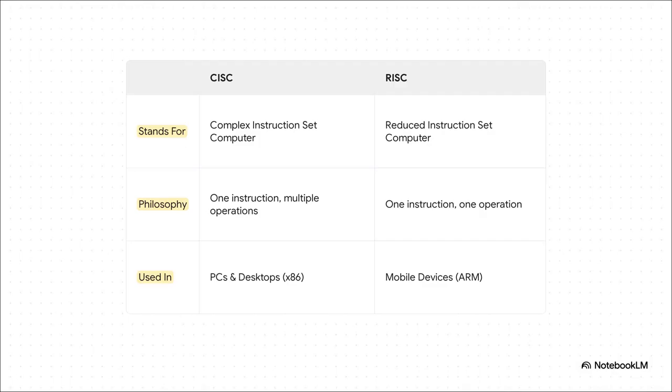And that brings us to this huge fork in the road when it comes to CPU design, CISC versus RISC. So CISC, which you'll find in basically every desktop and laptop, is all about complex instructions. One command can trigger a whole series of actions. RISC, on the other hand, is what's in your phone. It breaks everything down into super simple, lightning-fast instructions. Two different philosophies, both aiming for pure speed.